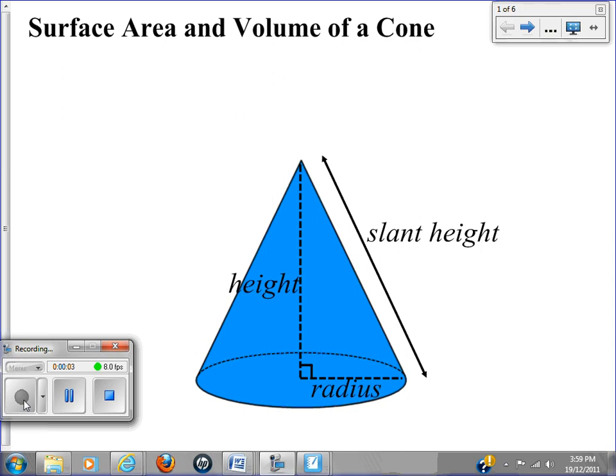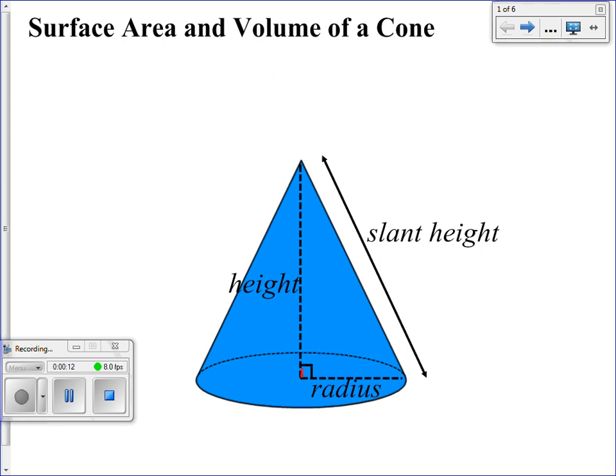In this video, we're going to talk about the surface area and volume of a cone. So here we have a cone shown. You'll notice that the height is the vertical distance from the very tip or the vertex of the cone, straight line distance down to the center of the circle. The radius is the distance from the center of the circle to the outside, and the slant height is the length of the slant from the vertex down to the base of the cone.